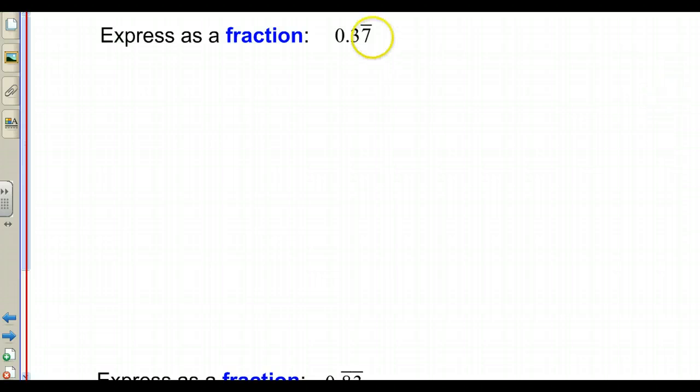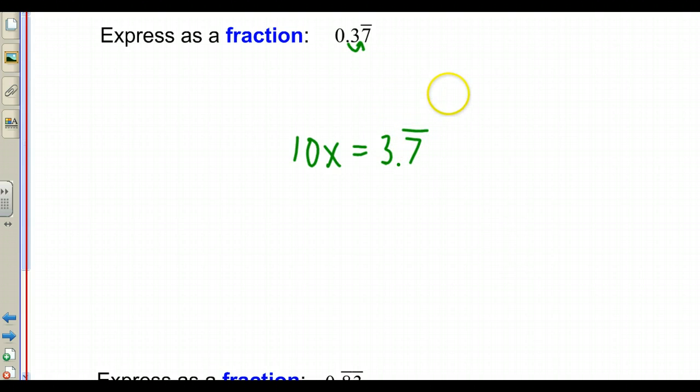And this is a little bit harder. The goal here to start with, you really want that decimal, wherever the decimal point is, you want the repeating decimal to be just to the right. So I really want to start on this one with my decimal point right there. So I'm going to start by writing 10x equals 3.7 repeating. And so by doing that, now I start here. I want that decimal to fall right off.